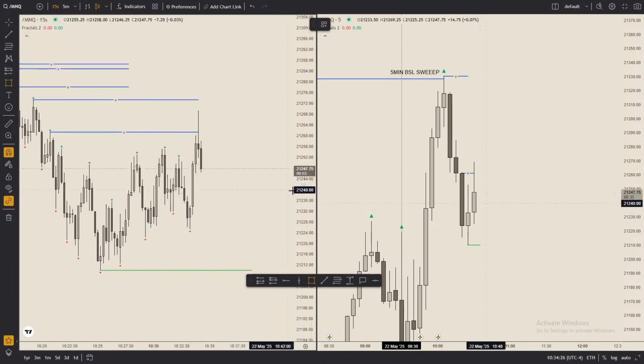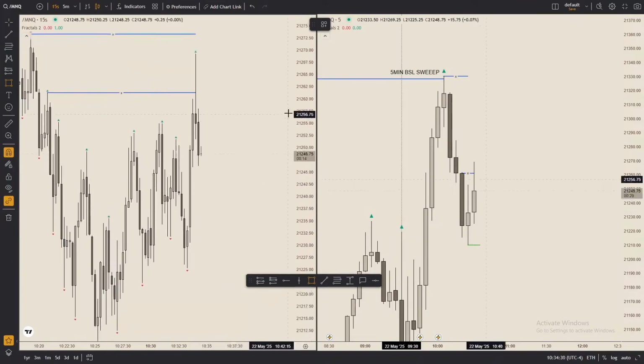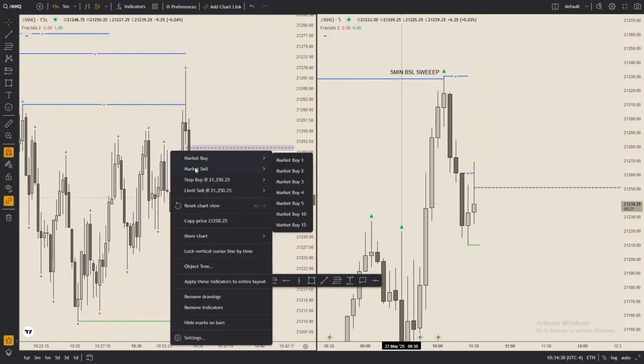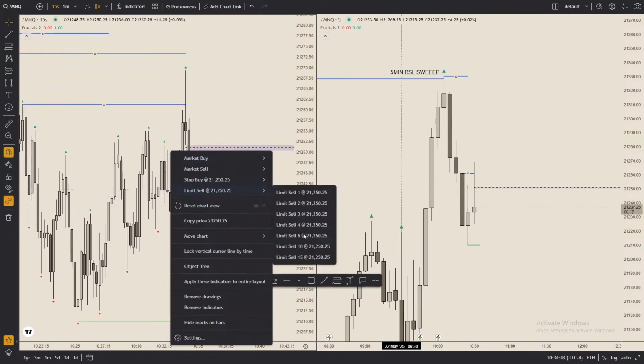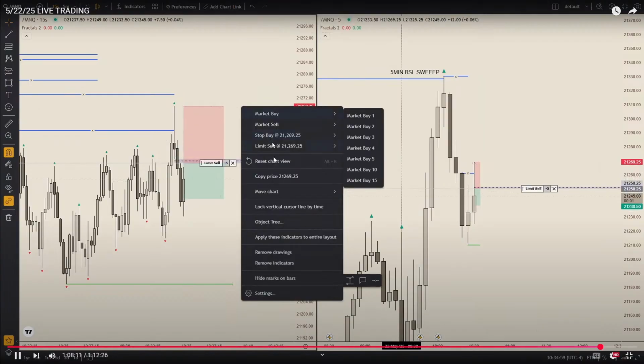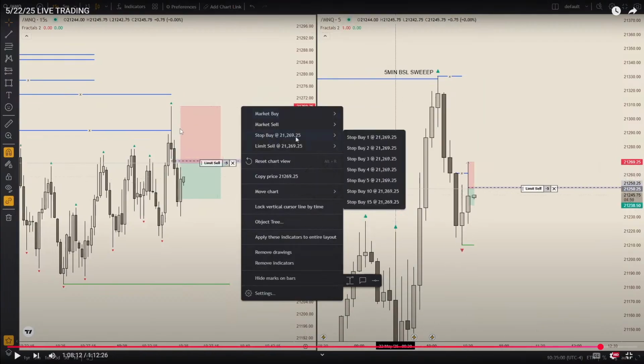I don't know if I should have maybe stepped away, but again, we swept the 15-second high and we formed a 15-second bearish fair value gap. Now, just to cut the suspense, this was the winning trade for the day. I'm going to talk about what I did with my stop loss here.